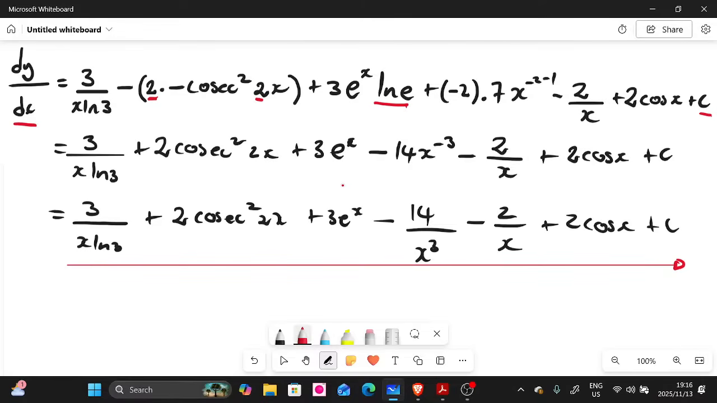And the trick here, they can say differentiate with respect to y. When they say differentiate with respect to y, instead of having these x's here, we have y's. And then instead of having dy over dx, it's going to be the opposite. It's going to be dx over dy. Just in case you come across that problem.